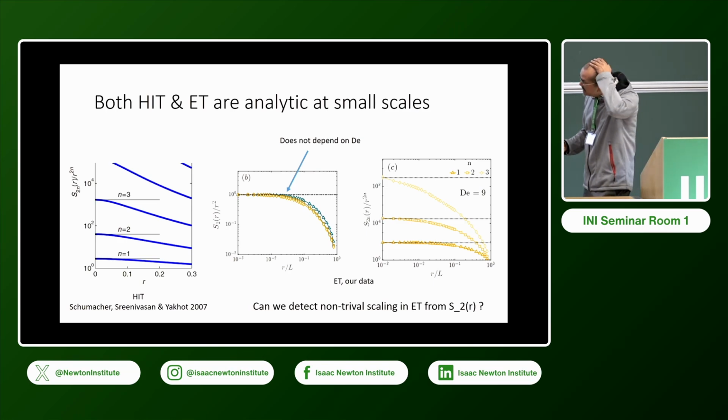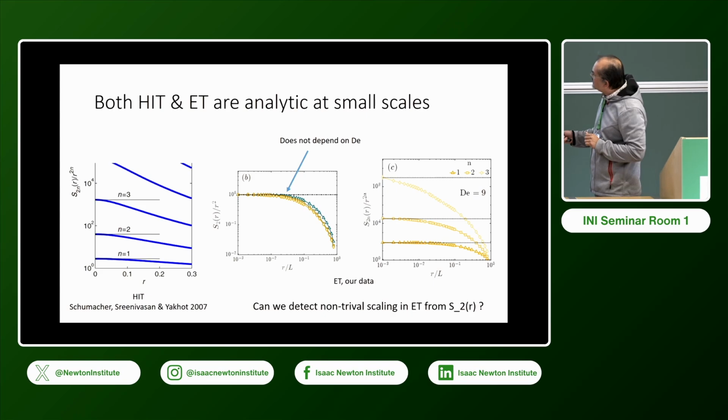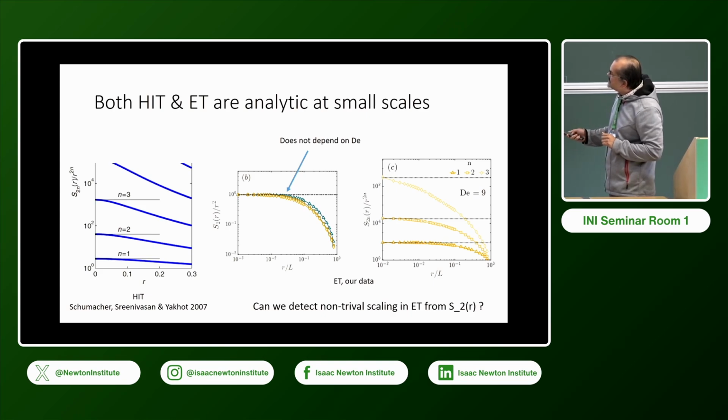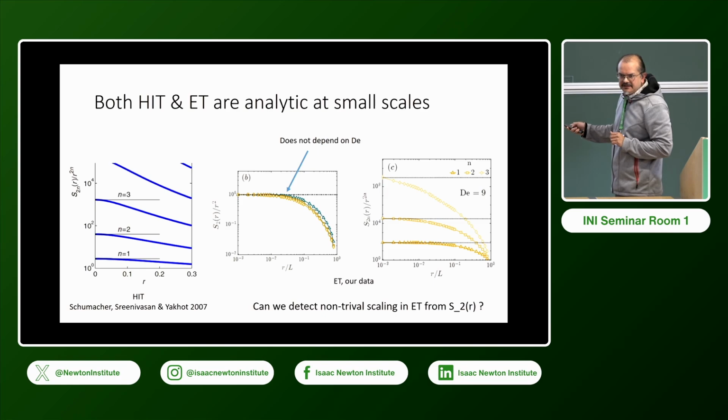So let me show you some data. On the left, this is from a very nice paper of Schumacher, Srinivasan, and Yakut. What they do is they take the structure function and divide it by r to the power twice n. So if this is just the small r behavior, the plots are going to be horizontal. As you see at small r, they all become horizontal, which basically means the functions are Taylor expandable, not a big deal. And they depart from that as you go to larger r.